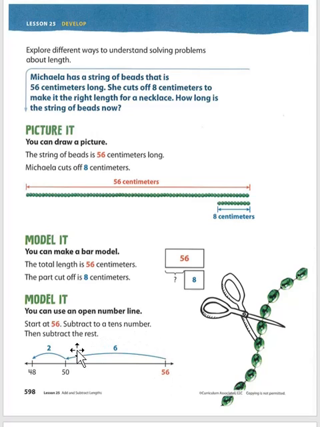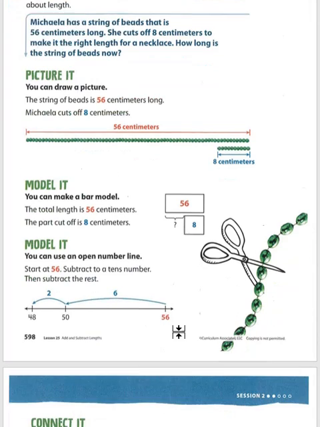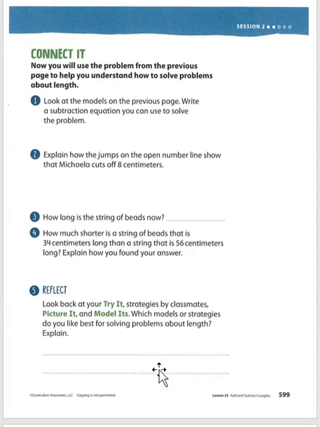56 minus 6 is 50. And then 2 more, because here's our 6. Here's our 2. That makes 8. And what did we get to? 48. 48 is our number. Okay? All right. Connect it.